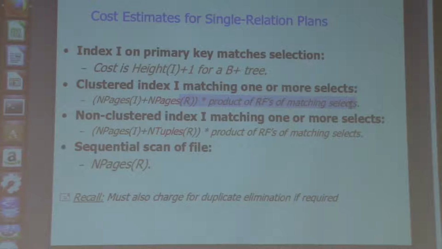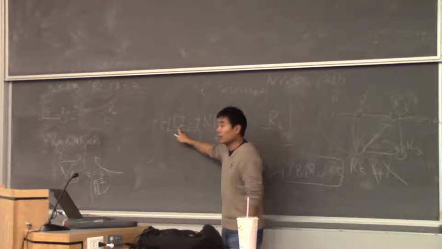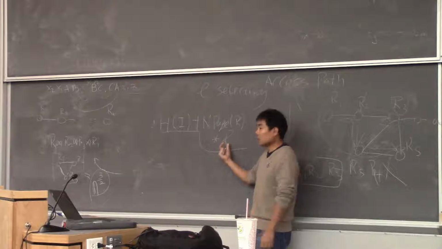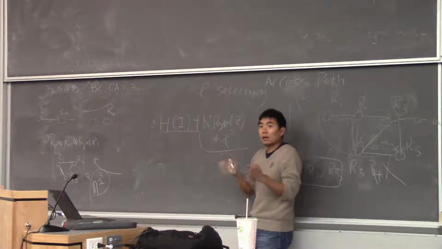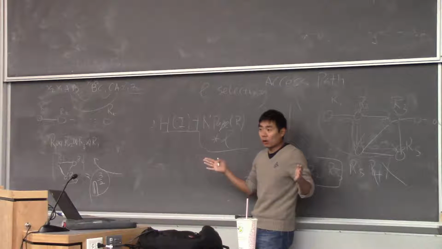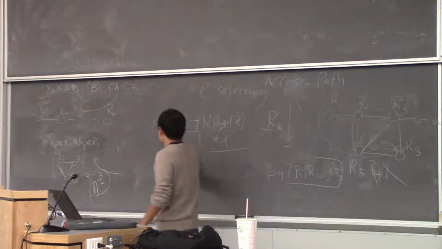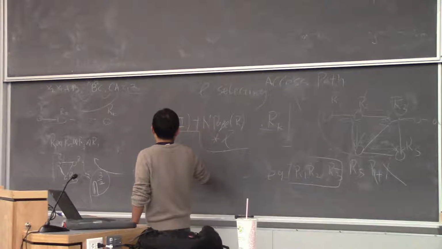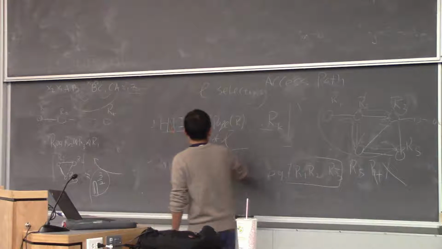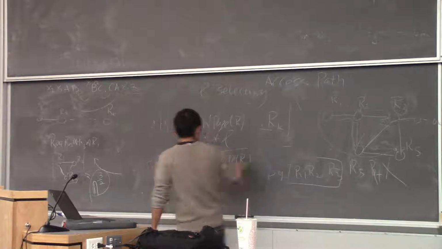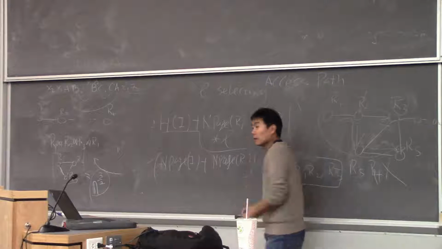Okay? For a range search, you may argue the cost of using a B-tree index should simply be this: the height of the index plus the number of pages in your data file times selectivity, because that gives me the number of pages needed to store all the records in the range. But why does the slide say plus something else? What's the difference?